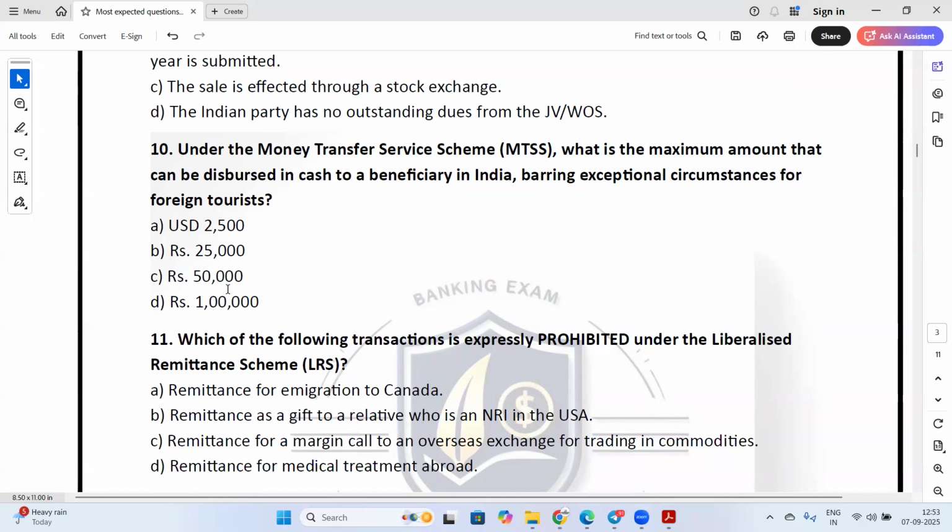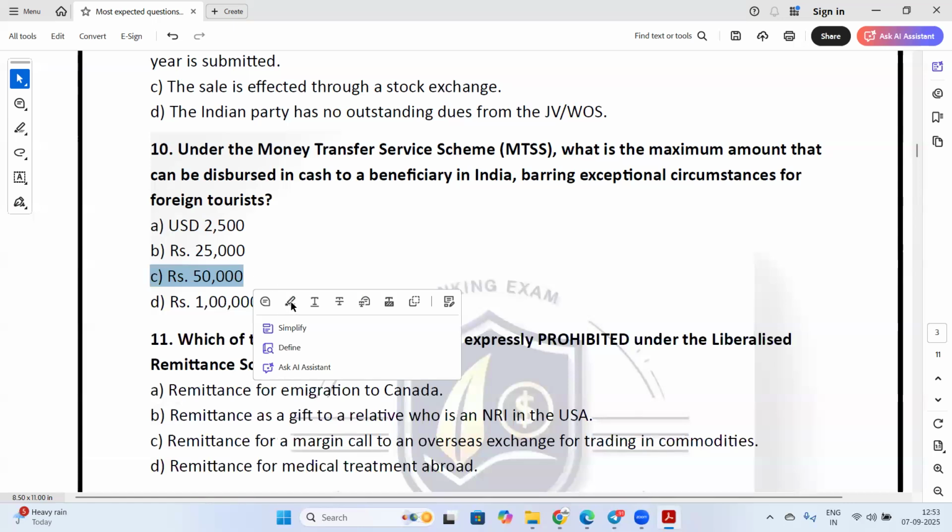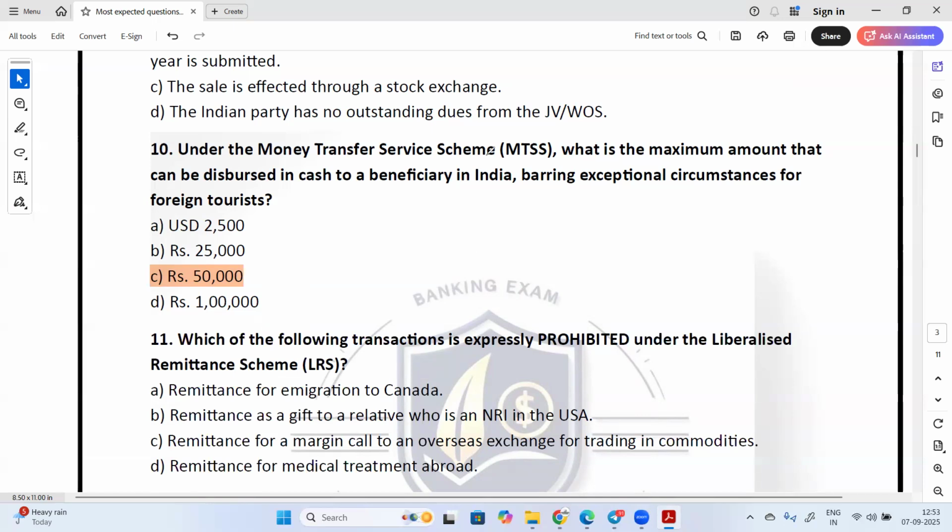So let's see what is the correct answer. The right answer is C, that is 50,000 rupees. So up to 50,000 rupees can be given by the money changer and all. They can give up to 50,000 rupees in cash to a beneficiary in India, like a foreign tourist. Not more than 50,000.